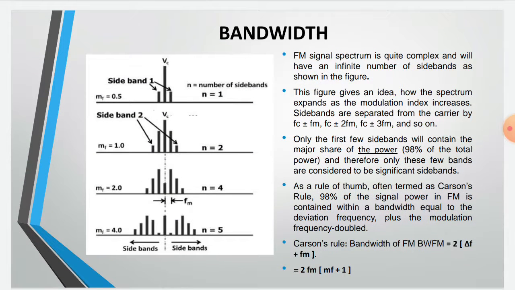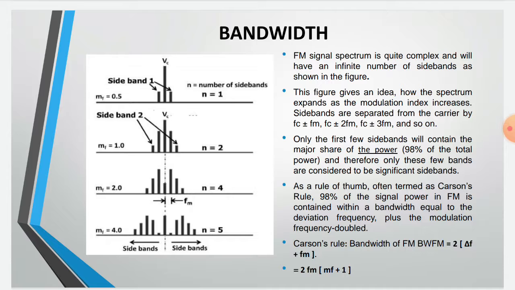Bandwidth. The FM signal spectrum is quite complex and will have an infinite number of sidebands, as shown in the figure. This figure gives an idea how the spectrum expands as the modulation index increases. Sidebands are separated from the carrier by Fc plus or minus Fm, Fc plus or minus 2 Fm, Fc plus or minus 3 Fm, and so on. Only the first few sidebands will contain the major share of the power, 98% of the total power. Therefore, only these few bands are considered to be significant sidebands.